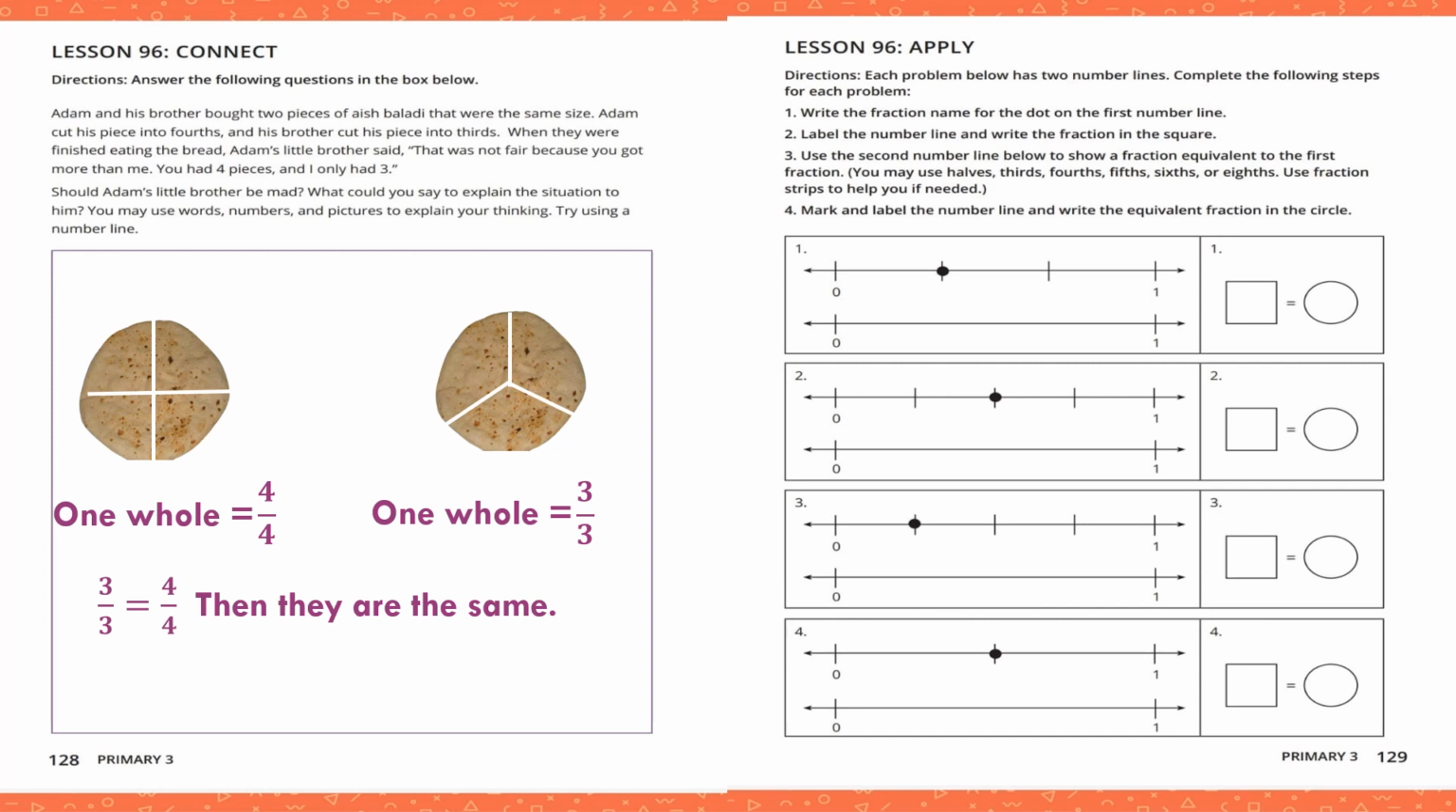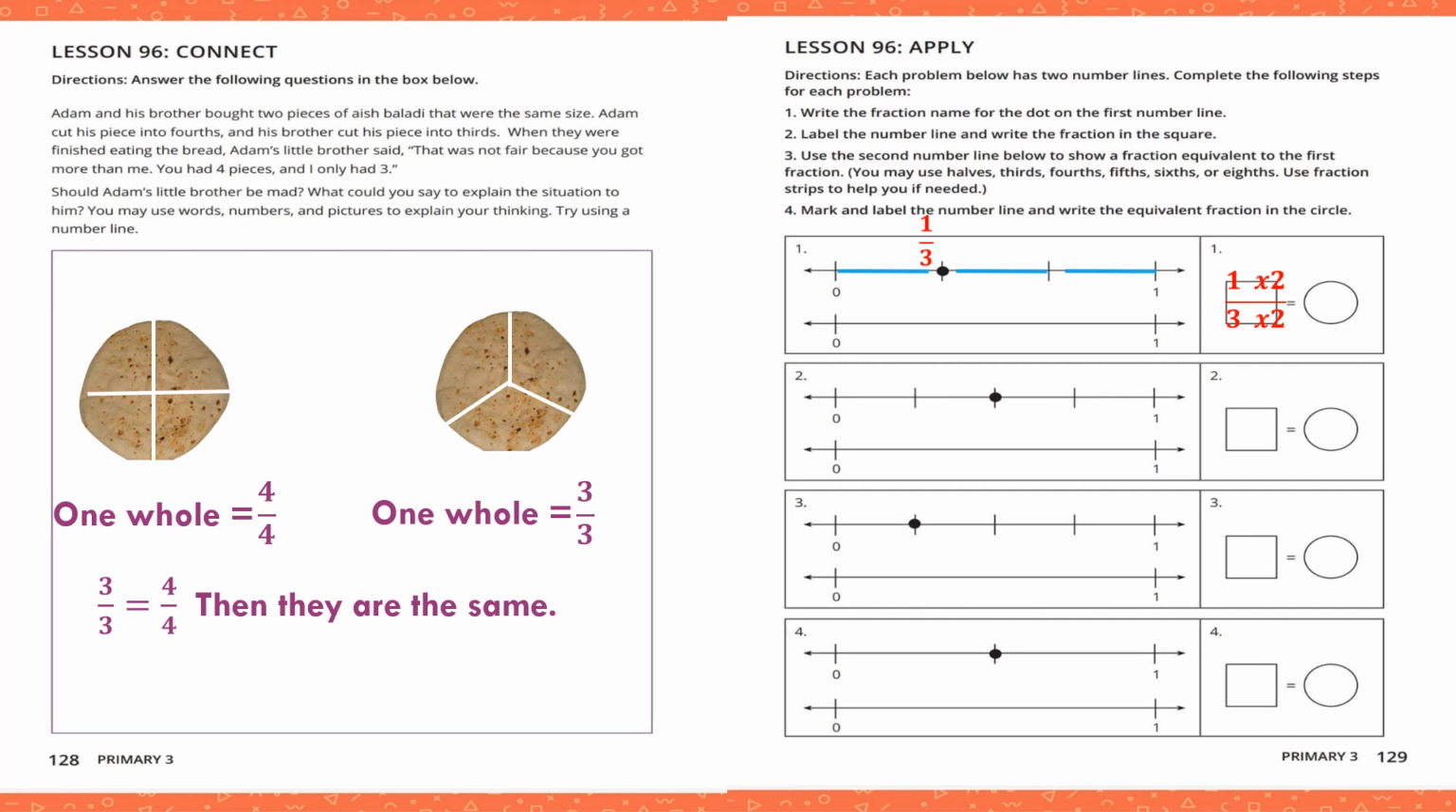The next page, here I want to write the fraction, then find the equivalent fraction to it. Number 1, I will count the parts. 1, 2, 3. So we start with 0, it means 0 over 3, 1 over 3. So I will write here 1 over 3.